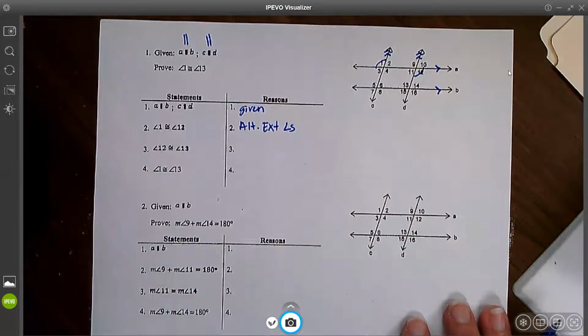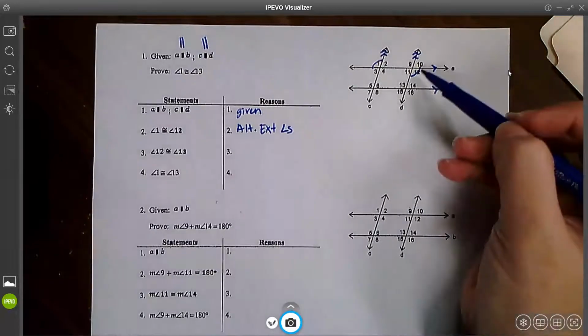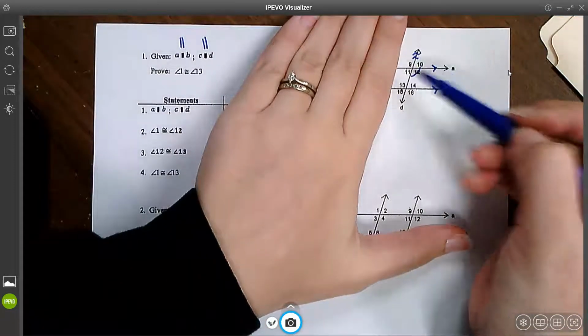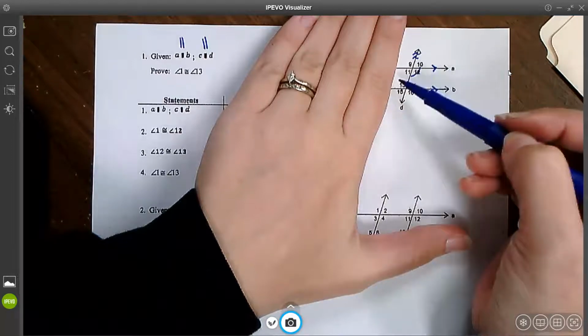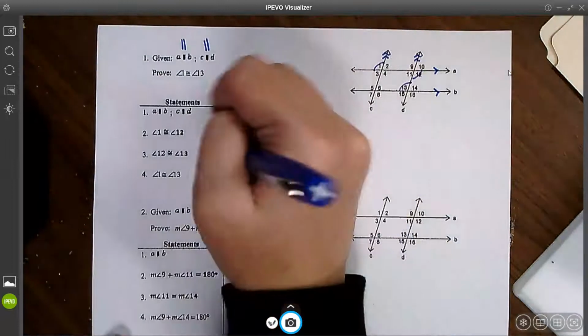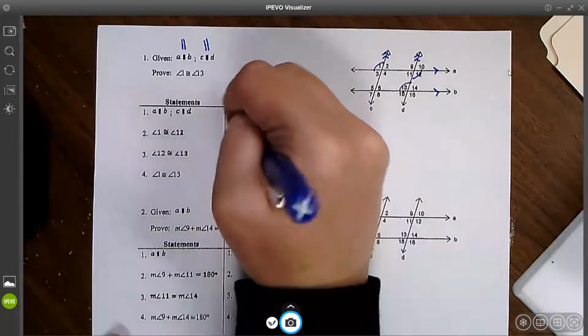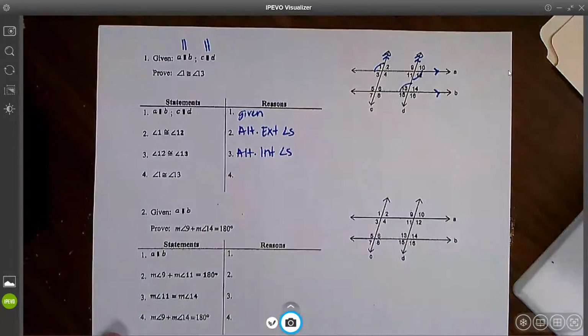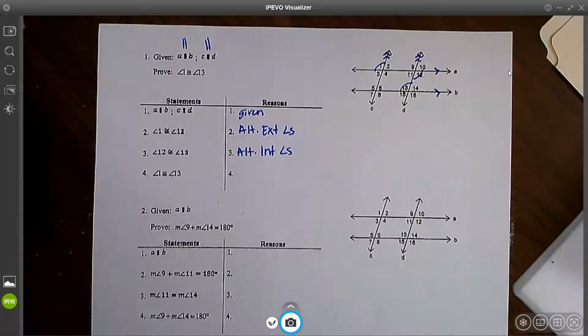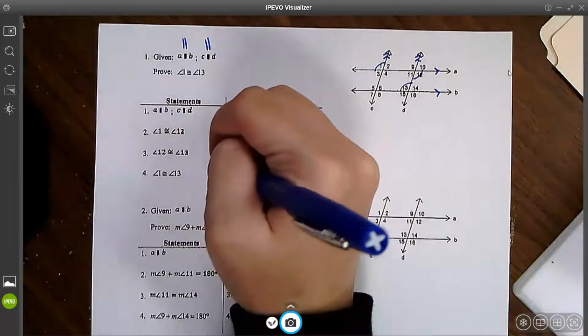Then it says that angle 12 is congruent to angle 13. So 12 and 13 here. Now I'm just going to cover up this side. These two, if A and B are my parallel lines, are alternate interior angles. So I know that angle 12 is congruent to angle 13 because they are alternate interior angles. And then angle 1 is congruent to angle 13. If you look back at those definitions that you were supposed to copy down on Monday, this is true by the transitive property of congruence.